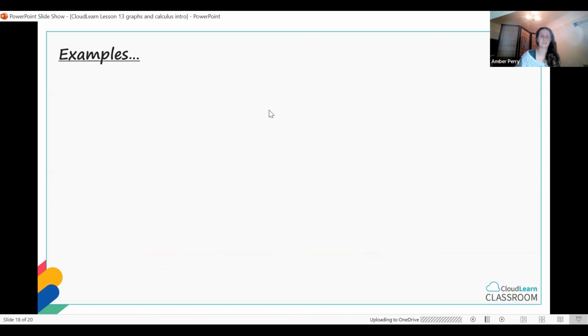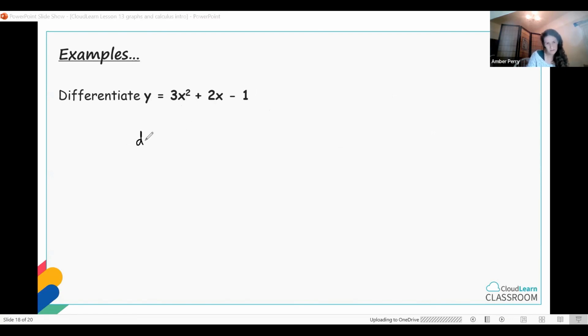Okay. And I think it's just easier to be seen in lots of examples. So I'm going to show you an example here. Okay, so if we are differentiating y equals 3x squared plus 2x minus 1, the derivative dy by dx, so this is the gradient function of this, it's going to be bring the power down and times it by the number in front of x. So 3 times 2 times x to the power of 2 minus 1. Okay, you don't even need to go through all of this every time.